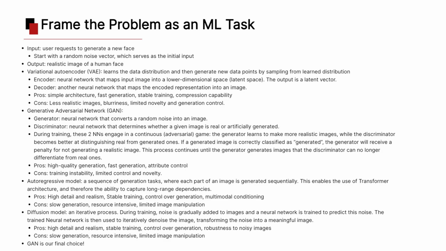Weaknesses. Faces often lack photorealistic detail. Generated outputs may appear blurry due to probabilistic reconstruction loss, MSE, or KL regularized ELBO. Limited control over fine-grained features like lighting or facial expressions. 2. Generative adversarial networks, GANs. Mechanism. Generator G transforms noise z into an image. Discriminator D classifies images as real or fake.